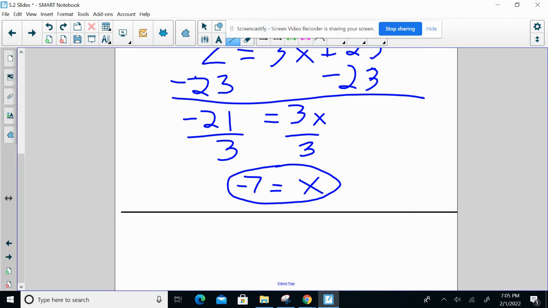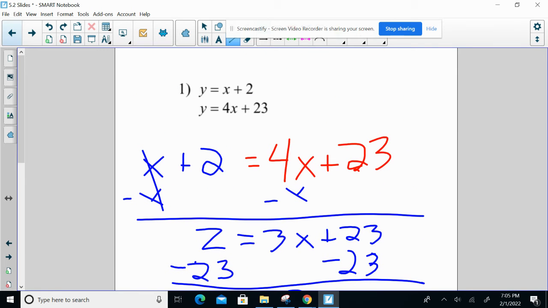Because we want to find the point where these two things meet. And again, we could graph this. That's another thing I didn't mention. Starting at 2, we go up 1 over 1. Up 1 because of the 1 here. And over to the right, we always go to the right. This one starts at 23 and goes up 4 to the right 1. We could graph these things.